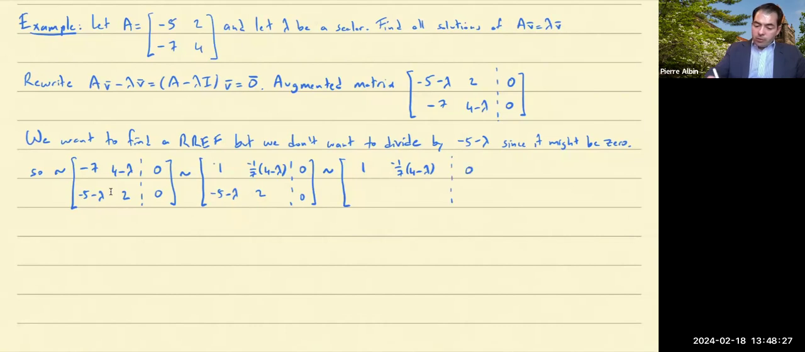But the second row, what I'm going to do is multiply the first row by 5 plus lambda, and then add it to the second row. So I'll end up with a 0 here, and then here I have 2 minus 1/7 times 4 minus lambda times 5 minus lambda. Okay, and so now there are two possibilities.